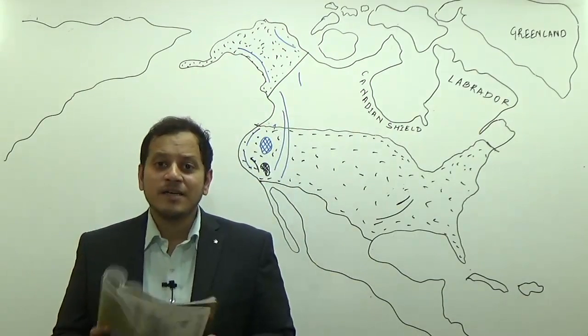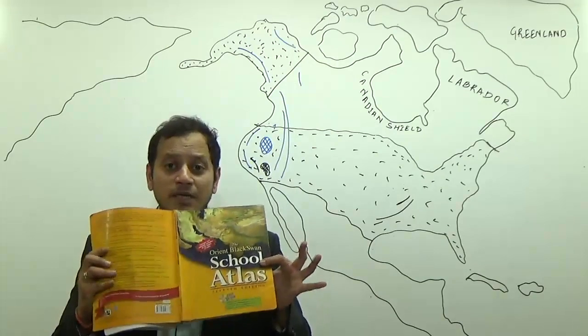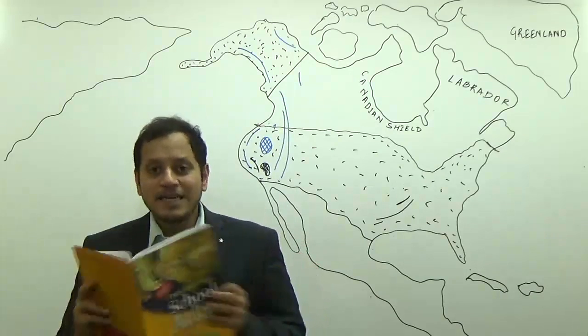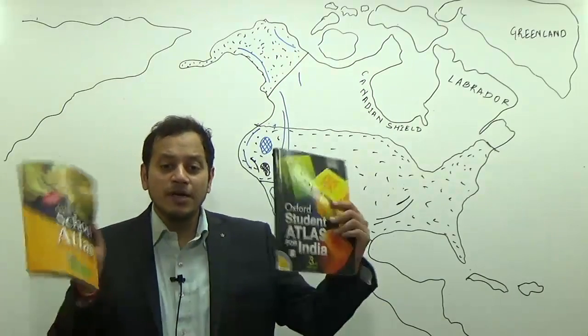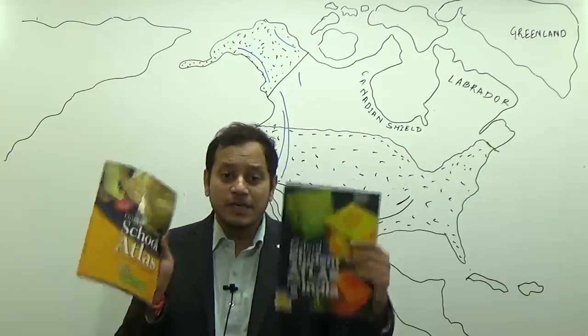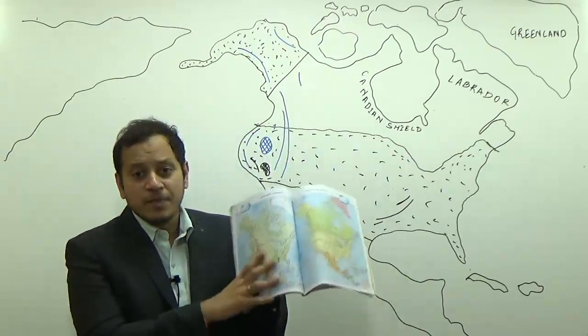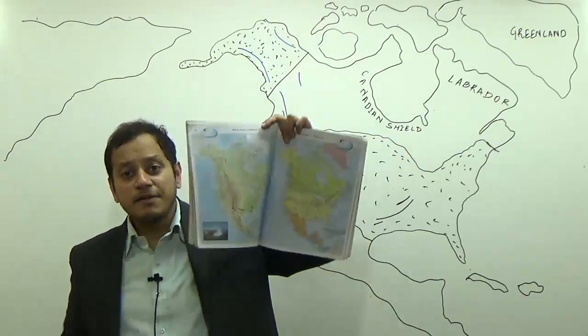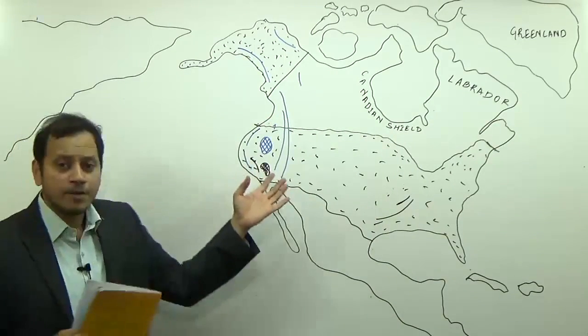Because, as I say, I hope that as you listen to this lecture, you open your atlas. Whatever atlas you are carrying, again I am showing you the two atlases, the Orient BlackSwan or the Oxford Atlas. Open the North America physical part of this atlas. When you open the North America physical part of the atlas, you will see what I have drawn on the board.